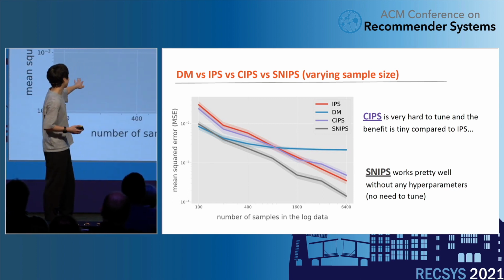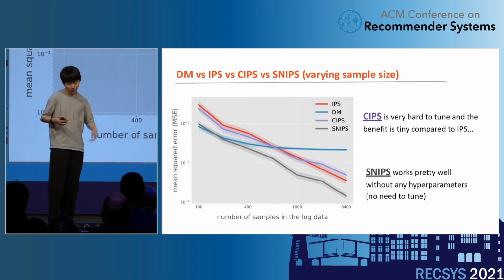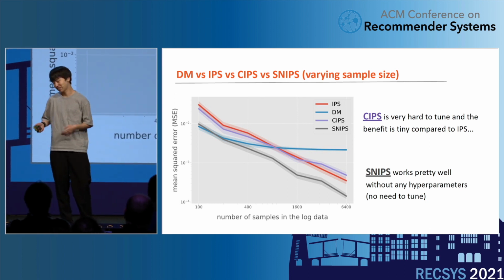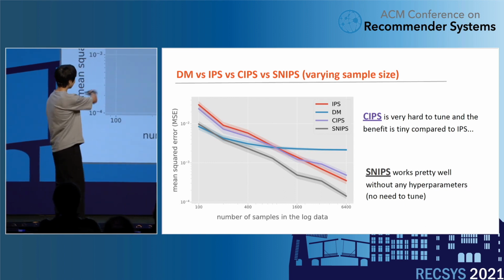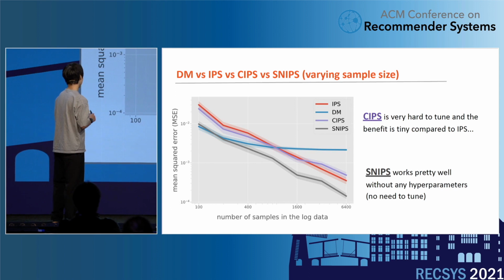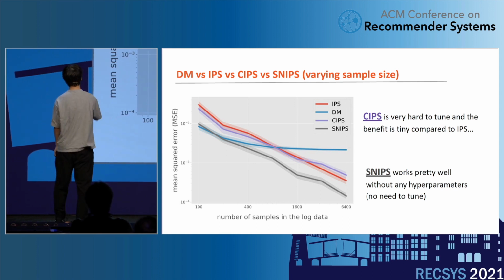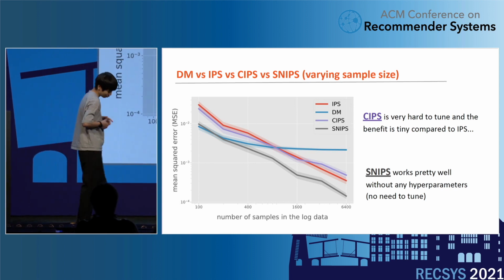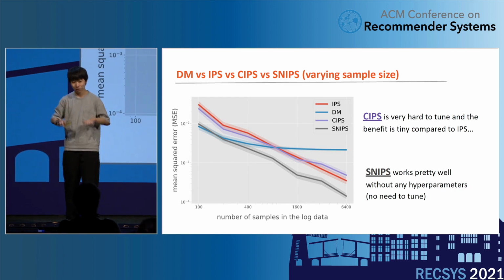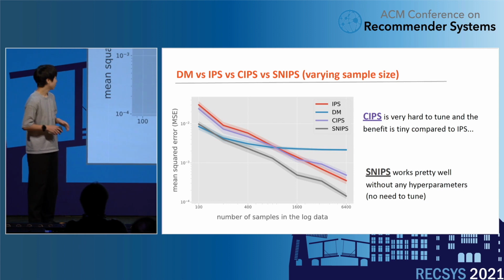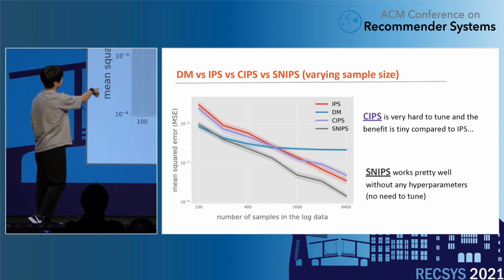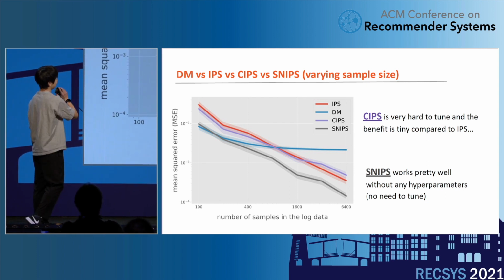So here is a result from exactly the same synthetic simulation platform, exactly the same synthetic data from the previous section. The x-axis is just the number of samples in the log data, and the y-axis is the mean squared error in off-policy evaluation. So the lower the mean squared error, the better as an off-policy estimator, of course.